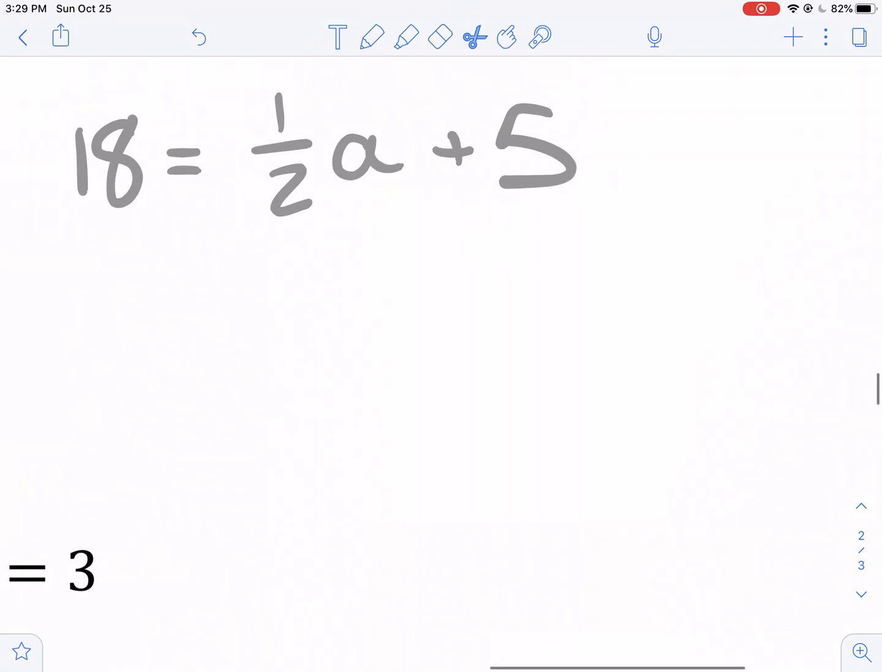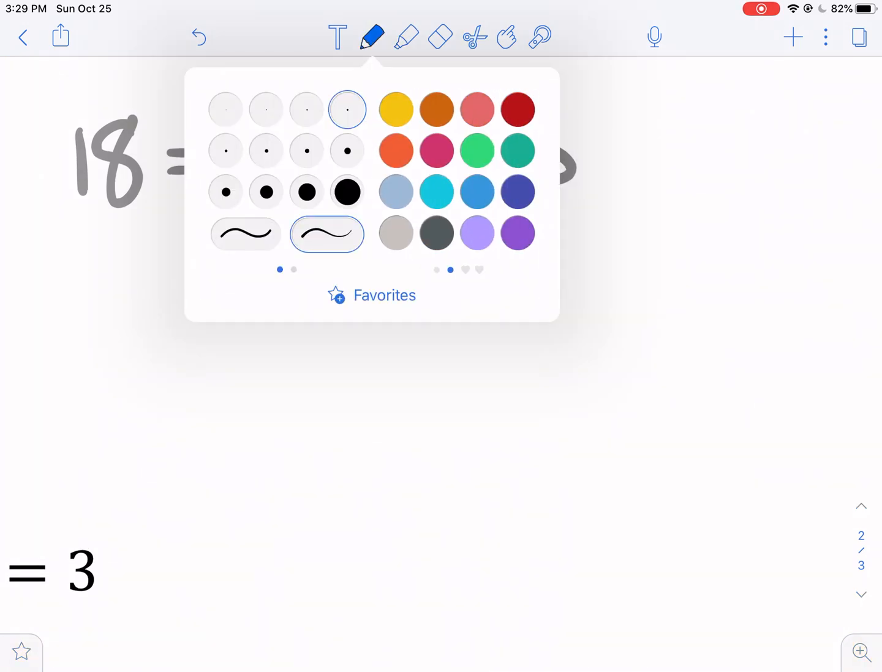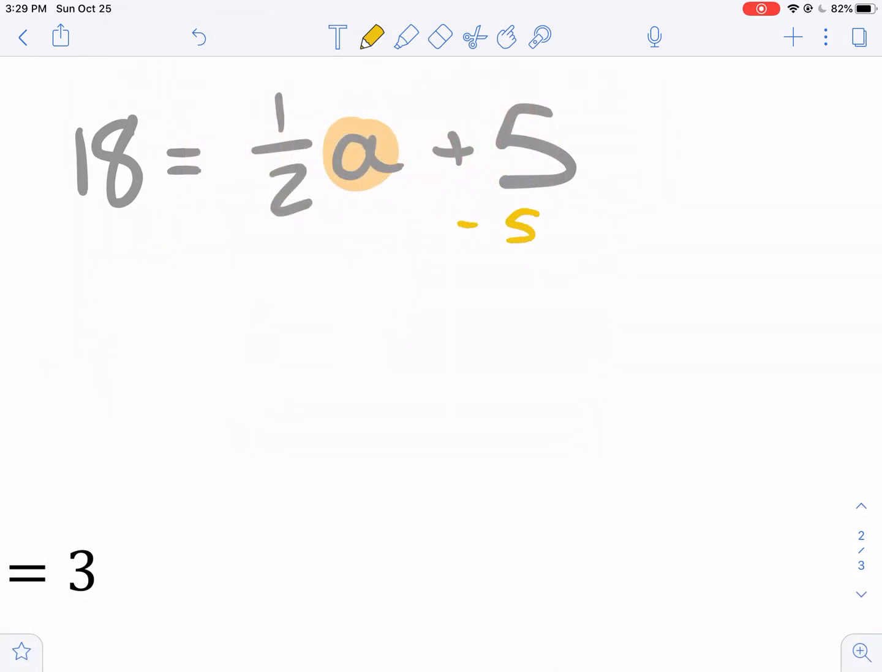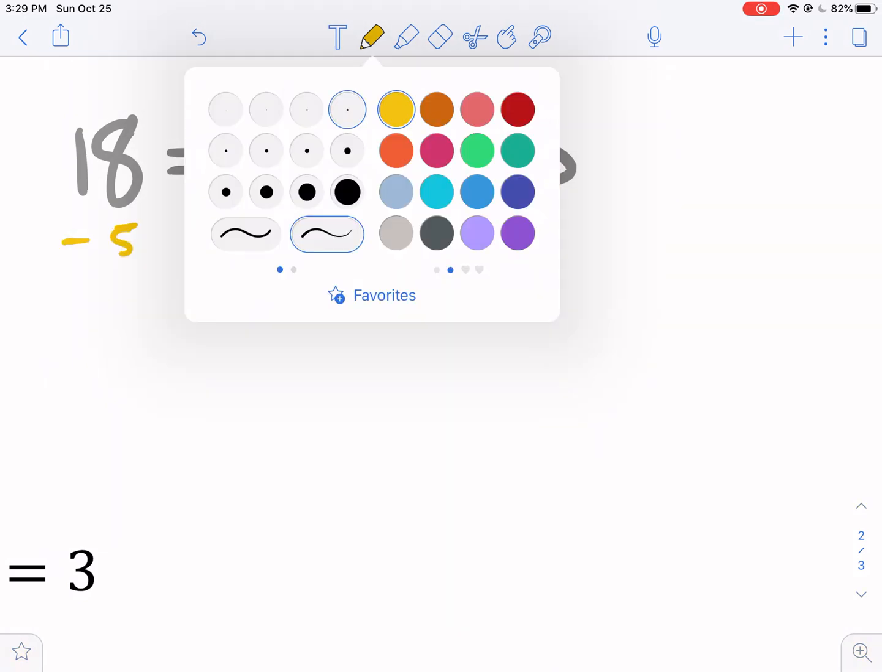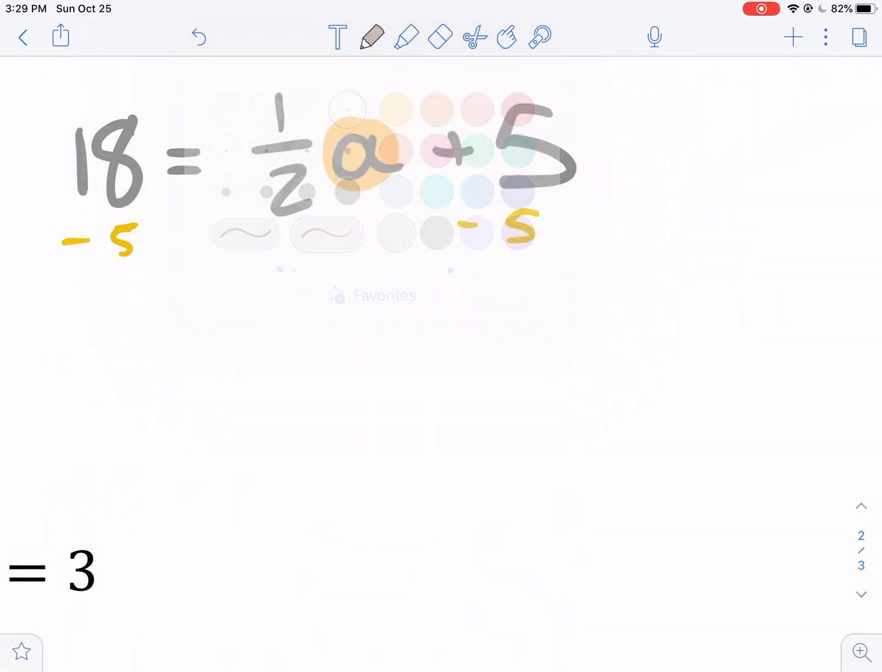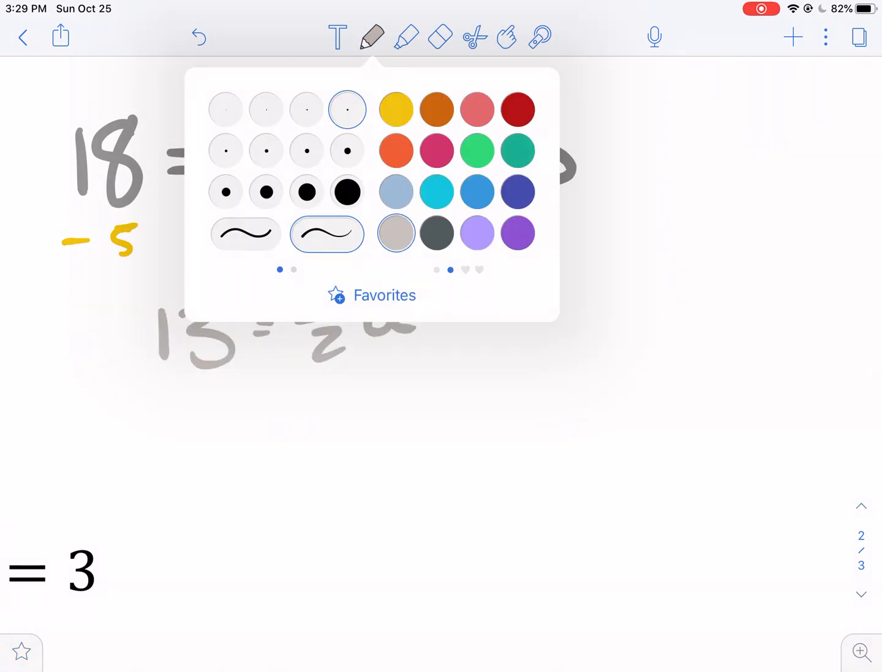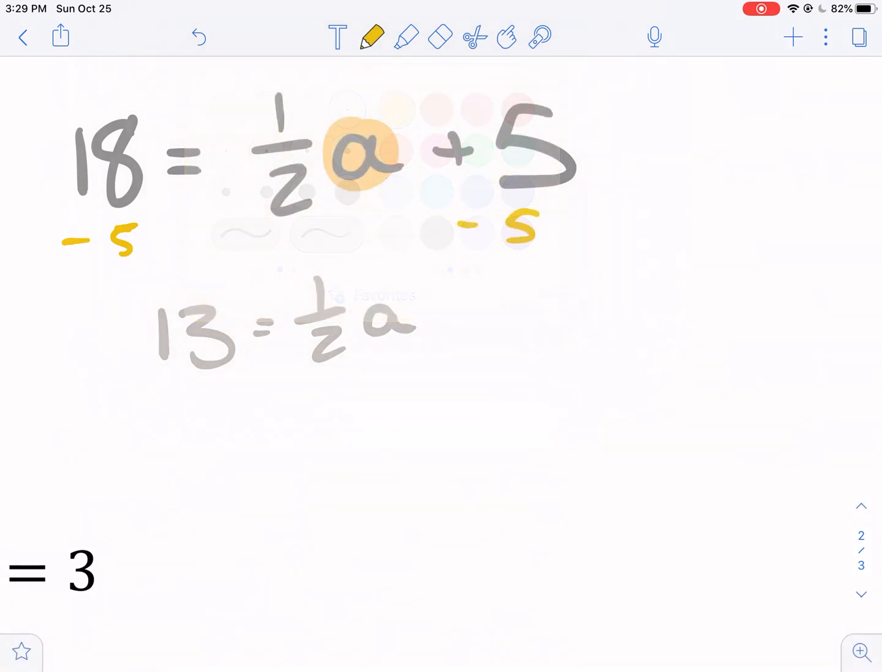We want to get this A all by itself. So to do that, we're going to undo what's happening to our A. Minus 5 on both sides, giving us 13. So 13 equals 1/2 A. And then we multiply by 2 to get A all by itself.